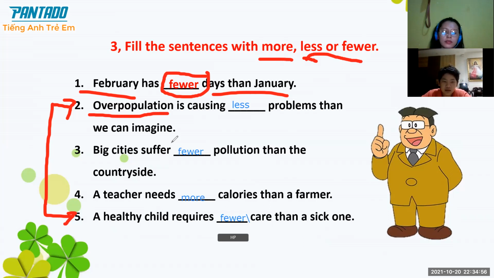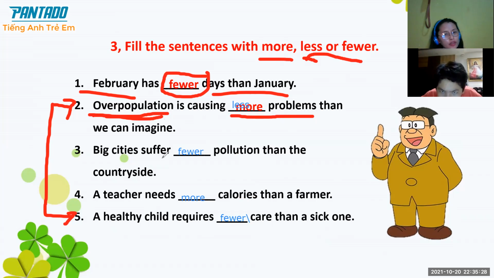Done. All right. So number two, overpopulation. Overpopulation is causing... Your answer is less, so that is more. If many people are living in a place, it means many problems also. Since there are many people, you can have a lot of problems.